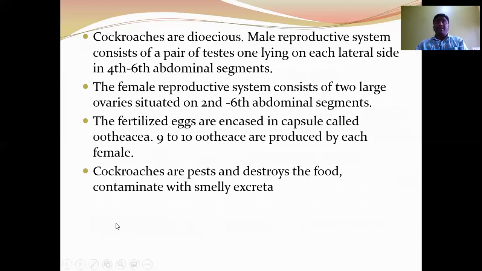Next, fertilization occurs in the oothecal chamber. The fertilized eggs are encased in a capsule called the ootheca. 9 to 10 oothecae are produced by each female cockroach. Cockroaches are pests. They destroy food material and contaminate it with smelly excreta. This is a brief synopsis about the cockroach.